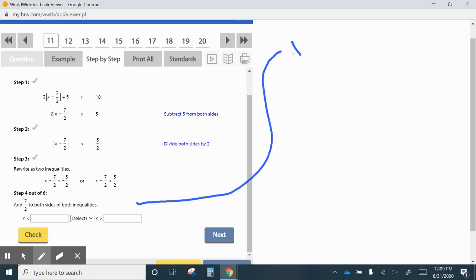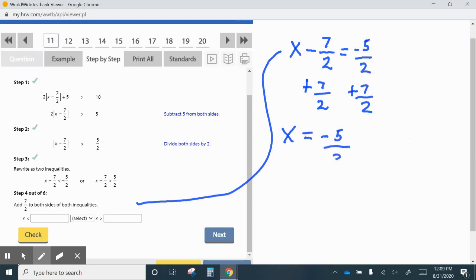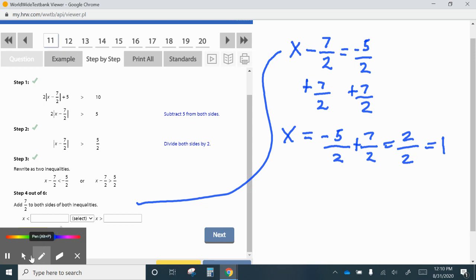Okay, so you have x minus 7 divided by 2 equals negative 5 divided by 2. So you add 7 divided by 2 to both sides. So you get x equals negative 5 divided by 2 plus 7 divided by 2 equals, okay, now real simple, negative 5 plus 7 is 2 divided by 2, which is, okay, so x is less than 1.